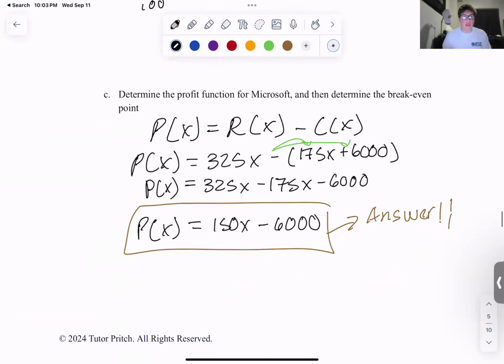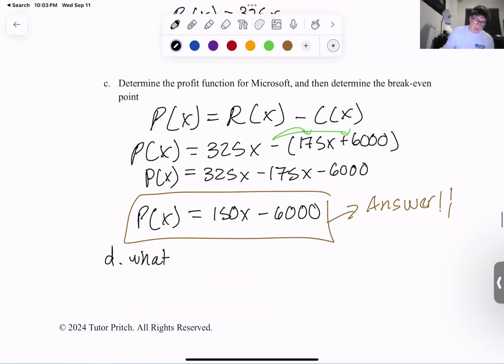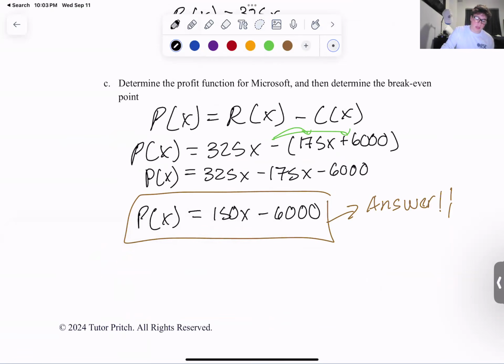Now I don't ask it here, but they're going to ask it, so I might as well add a part D. What is, oh, I actually do ask it. I just didn't read the question. They ask, what is the break-even point? To determine the break-even point, there are 2 ways you can do it. You can set revenue equal to cost, or you can set profit equal to 0. The easiest way is just setting profit equal to 0.